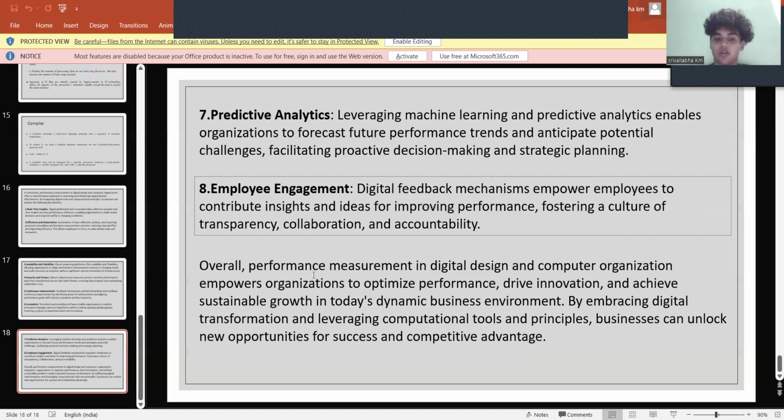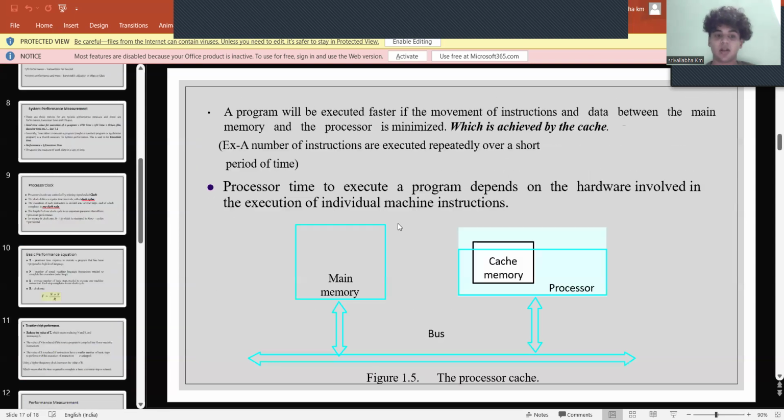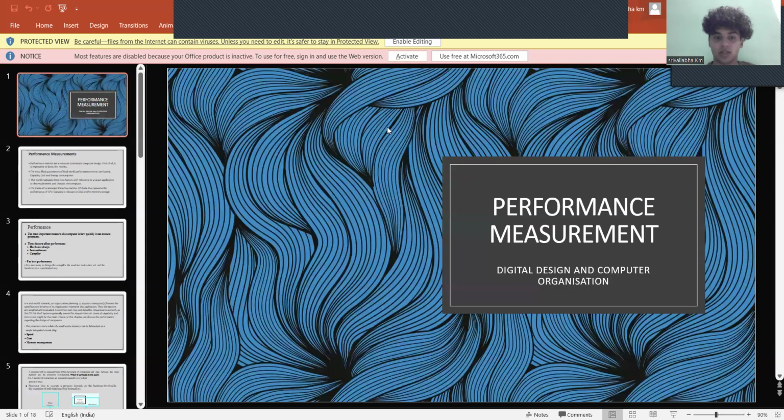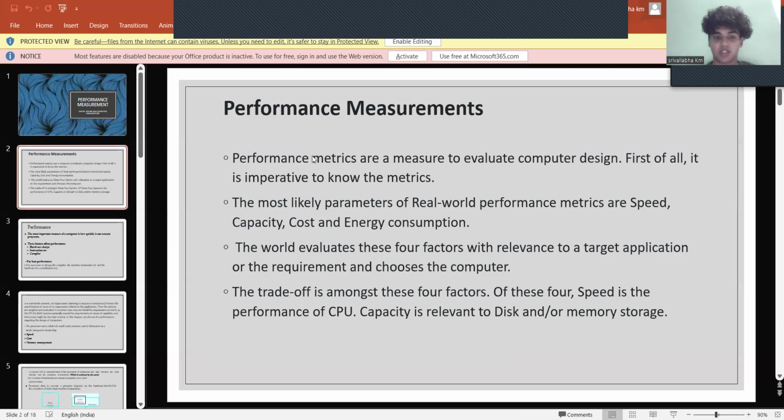If we come to overall performance measurement in digital design and computer organization, it empowers organizations to optimize performance, drive innovation, and achieve sustainable growth in today's dynamic business environment by embracing digital transformation and leveraging computational tools and principles. Businesses can unlock new opportunities for success and competitive advantage. This is the performance measurements.